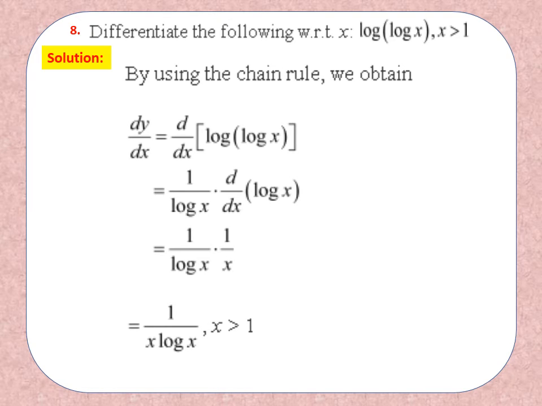Moving to question 8. Differentiate the following with respect to x, which is log of log x. Clear? Again two functions, log and the second is log x. So the same way we have to apply the chain rule. First we are differentiating the first log. So with log we have log x. According to the rule, the differentiation of log x is 1 upon x. So here for log of log x we will get 1 upon log x. Next we have to differentiate the bracket, that is log x. So differentiation of log x is what? 1 upon x. So our dy upon dx becomes 1 upon x log x. Clear? So pause and note down the solution.